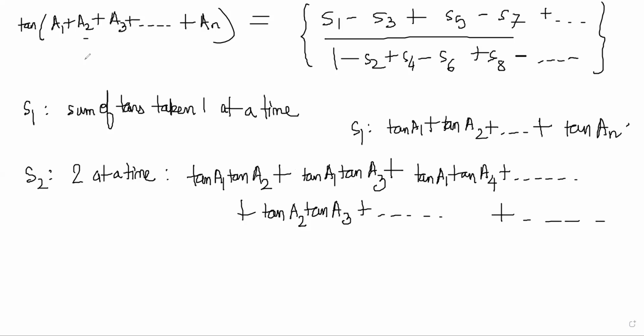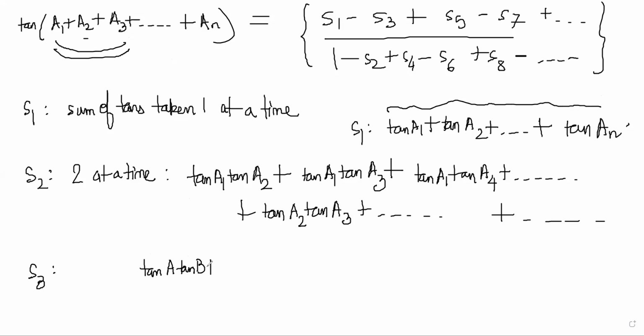For example, when there were just three angles, this sum was just tan A plus tan B plus tan C. And this sum was tan A tan B, tan A tan C, and tan B tan C. And S3 would be three at a time. So take any three, that is one term, then add all such three combinations. If there are just three angles, it would be simply tan A tan B tan C, because you cannot take any other combination.